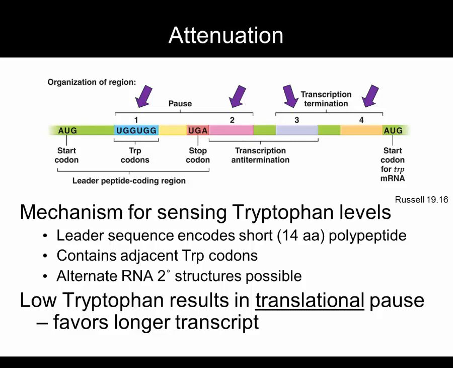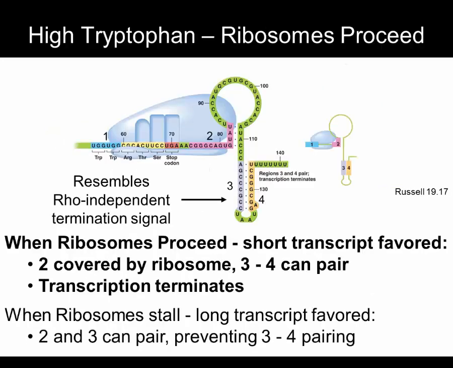which hairpin forms. If there is plenty of tryptophan present, the ribosome will not pause at region 1, and will move over region 2. With 2 inaccessible, regions 3 and 4 will pair, forming a termination loop. This will cause RNA polymerase to fall off the DNA, ending transcription before the structural genes are transcribed.